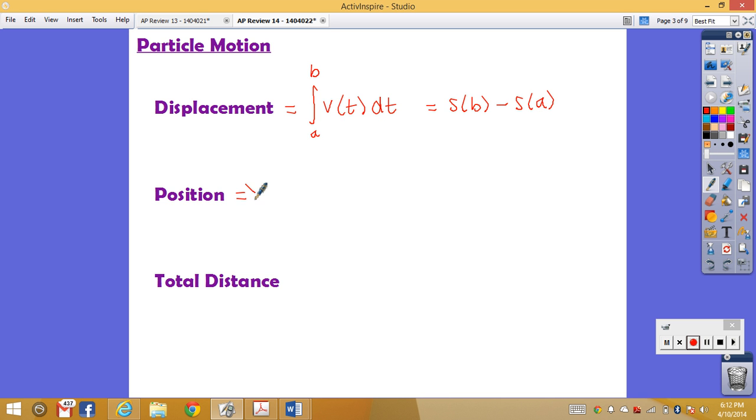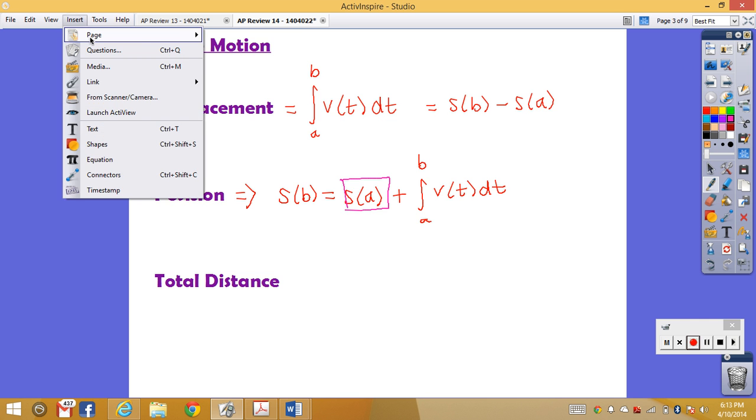Position function, s of b is equal to s of a plus the integral from a to b of v of t. That's one way to find position. The other way to find position is using velocity, finding the integral of velocity and adding the c value and solving for it. But to find an ending position, remember you need an initial value. Either way you do the problem, either you need an initial value here or you'll need the initial value to solve for c. Total distance.